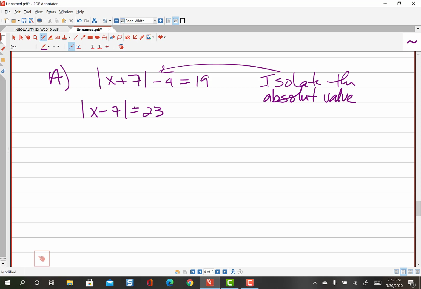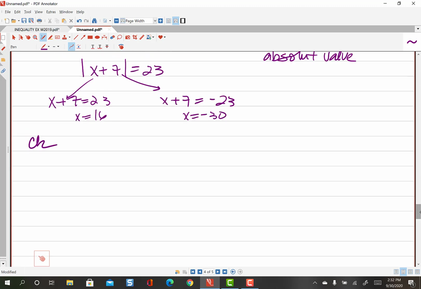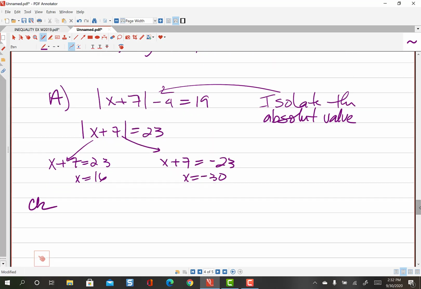All right, so I'm going to have x plus 7 is equal to 23, or x plus 7 is equal to negative 23. If I subtract 7 there, I get 16. Here I'm going to have, my goodness, what is that? That is going to be negative 30. Okay, well, let's check our answers. Go back to our original equation. There's my abbreviation for check. So I'm going to have the absolute value of 16 plus 7, minus 4.